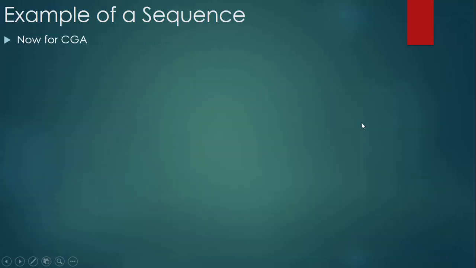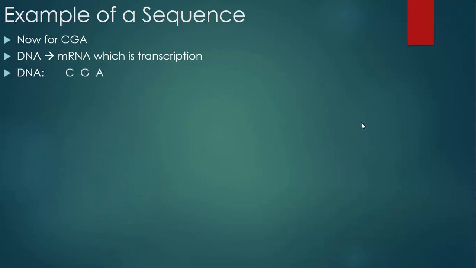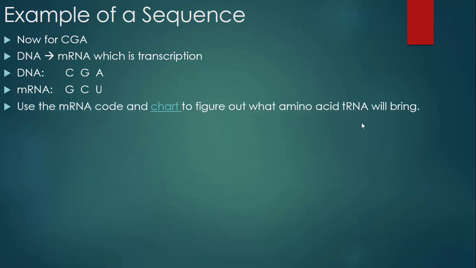So here's the next one for CGA. DNA to mRNA, that is transcription. That comes first. So I have CGA. I use the pairing rules. What does C pair with? C pairs with G. What does G pair with? That pairs with C. What does A pair with when I'm going from DNA to mRNA? A pairs with U. So that's how I got those three letters.